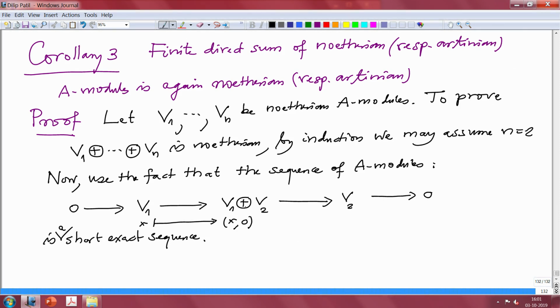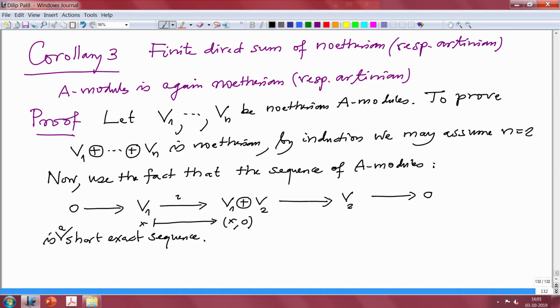This is clearly an element here and this is clearly an injective map, because if x goes to 0, that means x is in the kernel. But no, if this goes to 0, then x is 0, that means the map is injective. So this is also, call it the iota map, iota.